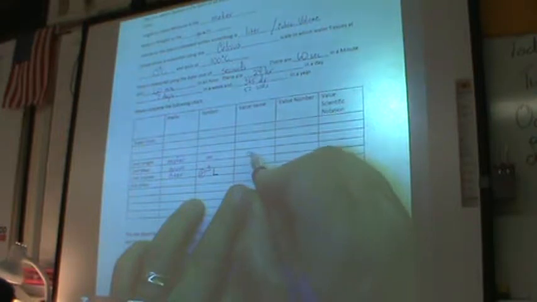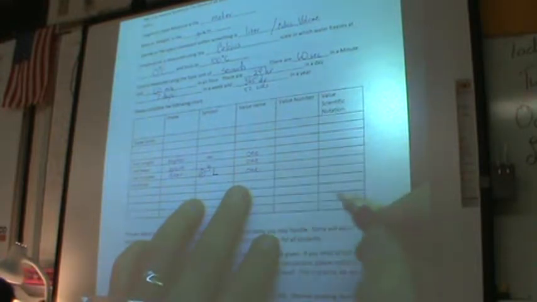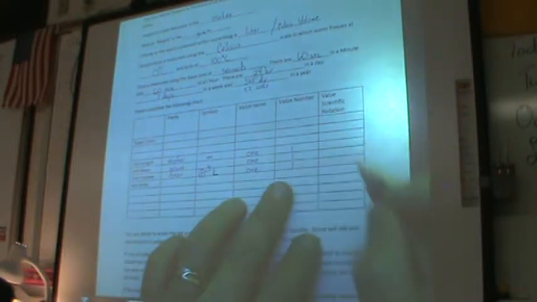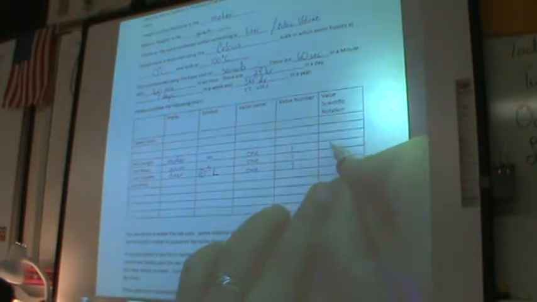It's a capital L, so we do not confuse the small l with a 1 or an I. The value name, well, all of these are worth 1. They are the base unit for each one of these. The value number, well, of course, that's a 1. And in scientific notation, 1 is 10 to the 0.